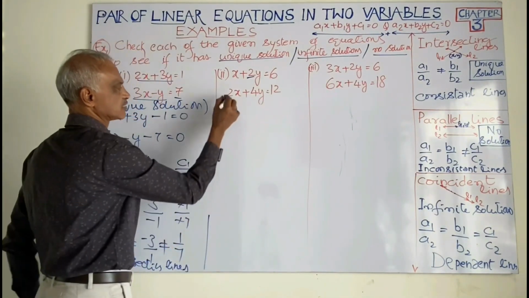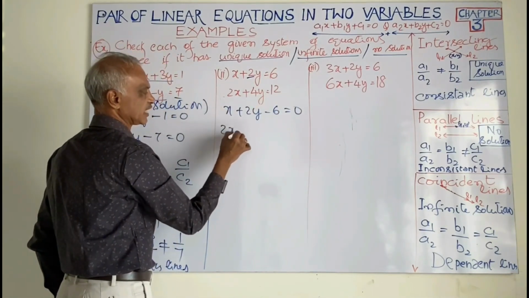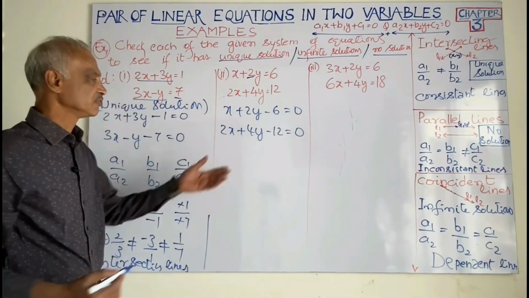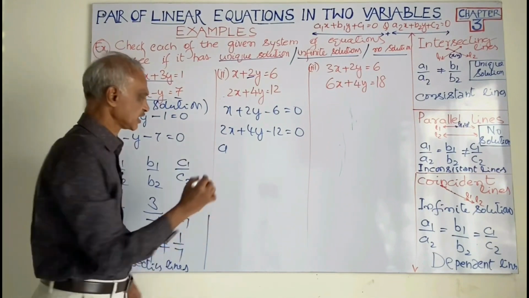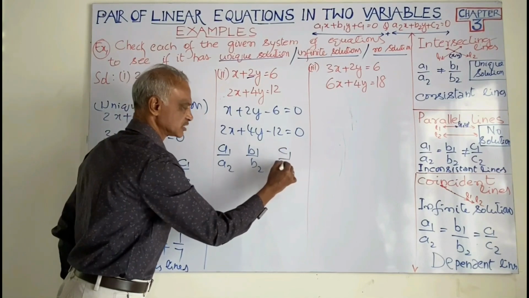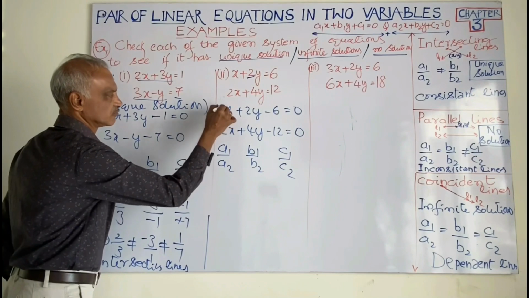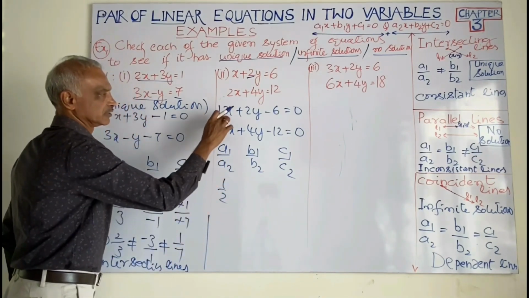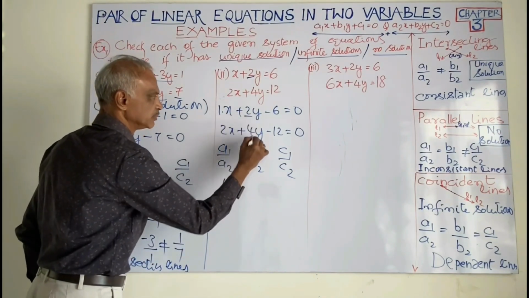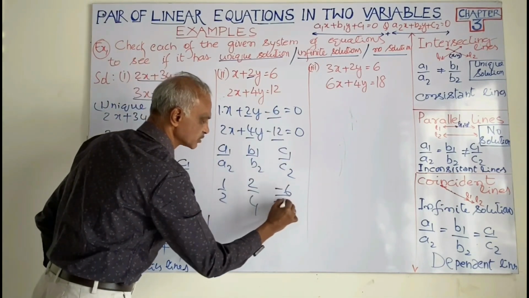Next, I will take this example, x + 2y - 6 = 0 and 2x + 4y - 12 = 0. Now we will find out the ratio of the coefficients a1/a2, b1/b2 and c1/c2, whether they are equal to each other. The coefficient of x is 1, so a1/a2 is 1/2, b1/b2 is 2/4, and c1/c2 is -6/-12.